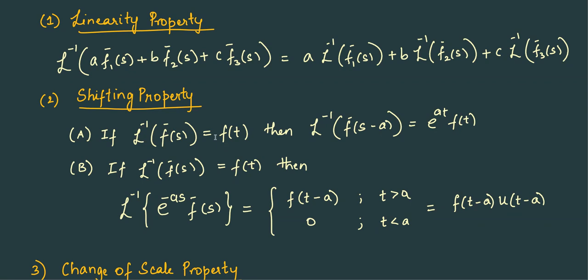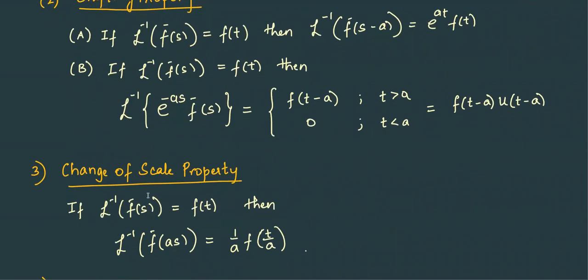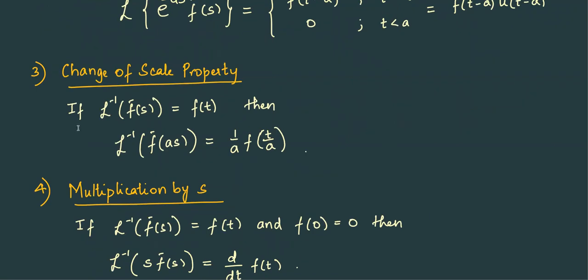That was s shifting. If it is t shifting, then Laplace inverse of e^(-as) f bar of s is f of (t minus a) times the unit step function, or what we call as the Heaviside function. So f of (t minus a) for t greater than a and 0 for t less than a. Now change of scale: Laplace inverse of f bar of (as) is 1 by a f of (t by a). This is change of scale.